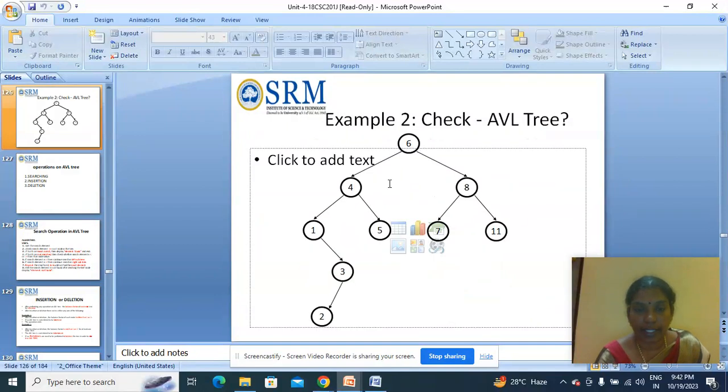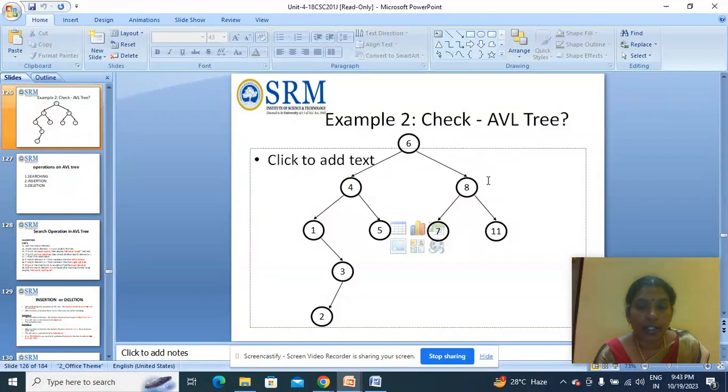Now take this example. Tell me whether this is an AVL tree or not. In this example, the height of the left subtree of 6 is 1, 2, 3, 4. So here the left subtree height is 4 and the right subtree height is 1 and 2. So 4 minus 2 is 2. So the balance factor for the 6 is 2, and likewise here the 4 is 3 minus 1 is 2.